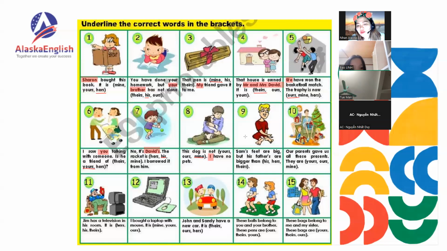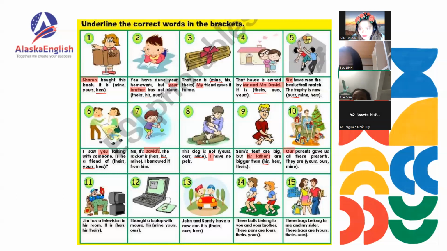Excellent. Now let's hear it from Tuiman. Tuiman, number nine, please. Sam's feet are big, but his father's are bigger than his. Good, because they are comparing their feet, right? Oh, good. How about number 10? Baoling.